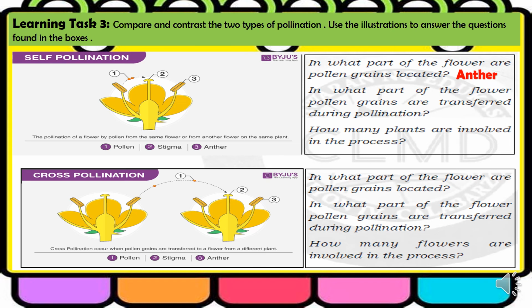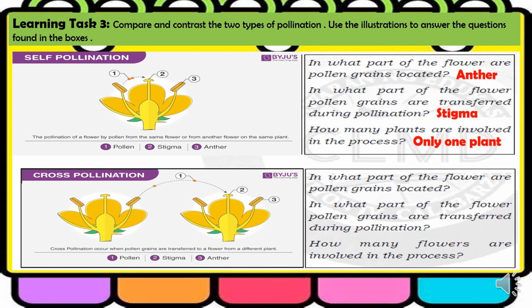Okay, for the self-pollination, the first question is, in what part of the flower are pollen grains located? So the answer is anther. And then for the second question, we have the stigma as the answer. And for the third question, we have only one plant.